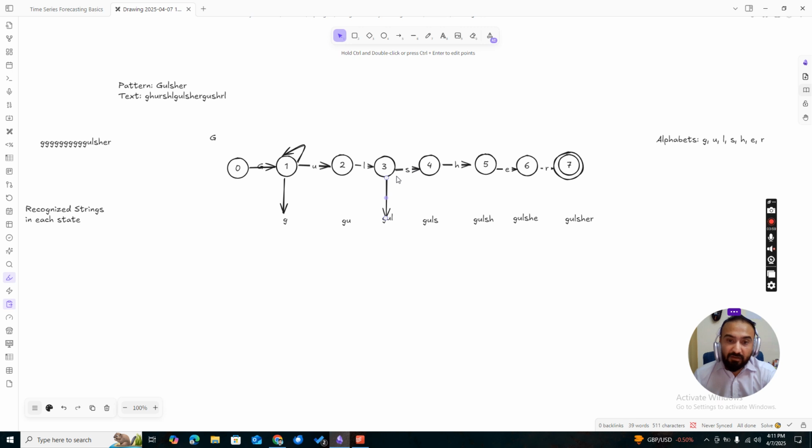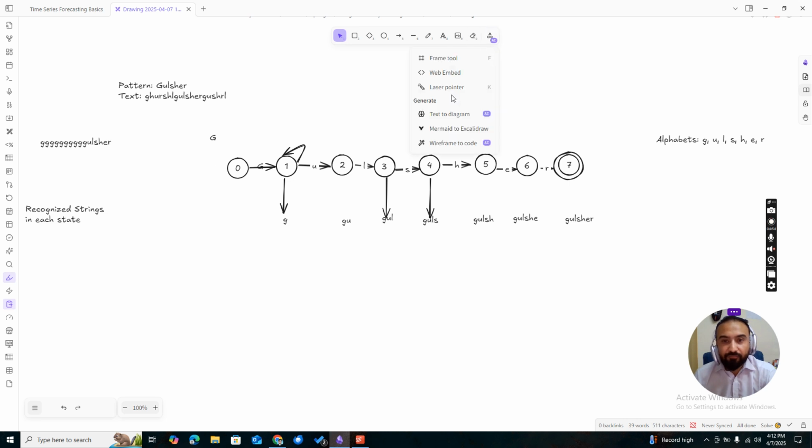Then we assume the correct occurrence of S. If S occurs within the third state, we will transit to state 4, and the recognized string will be GULS. In the fourth state, we assume the correct occurrence, which is H. If H occurs, we transit to the fifth state, and GULSH is recognized. If again the correct alphabet occurs, we transit from the fifth state to the sixth state. Then if R occurs, we transit to the final state, which is 7, and we have the complete string Gulsher, and the pattern is recognized.